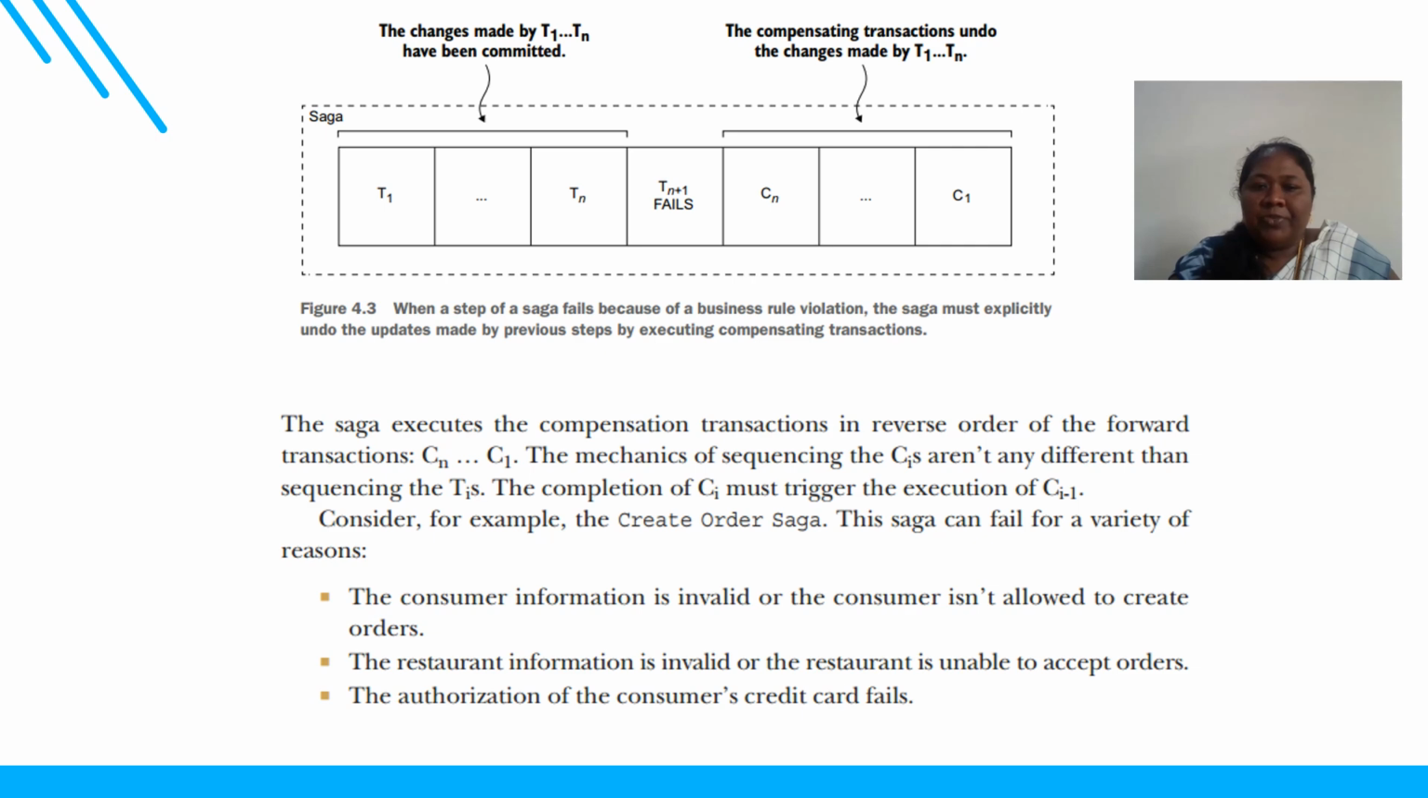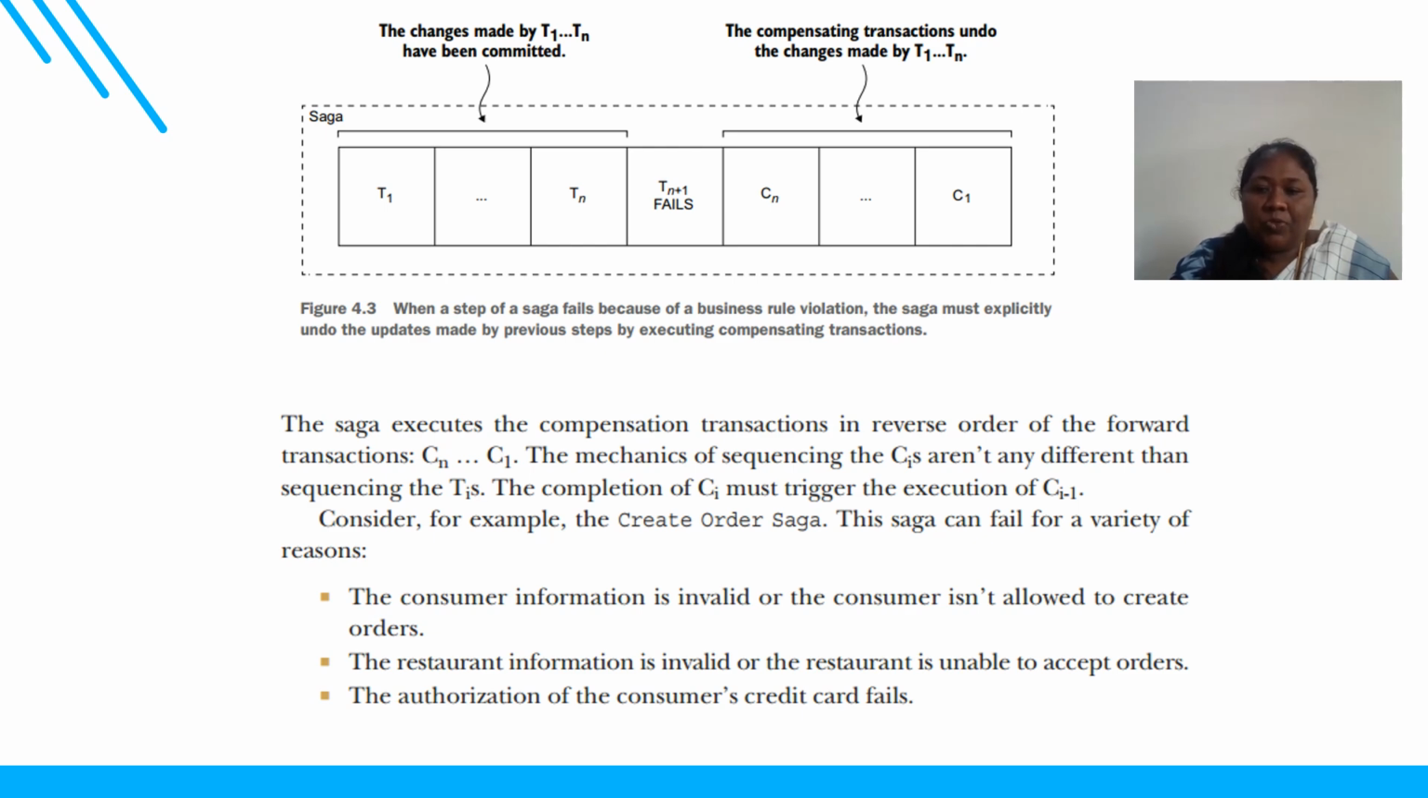For example, the consumer information is invalid, or the customer is not allowed to create orders. If the customer data is invalid, he can't create orders. That's an example while you create the order Saga. Next, the restaurant information is invalid, or the restaurant is unable to accept orders. At that time also the Saga does not allow creating an order. The authorization of the consumer credit card also fails. So the future processes that were started will all be cut off and stopped. Once again it goes back to the first stage.